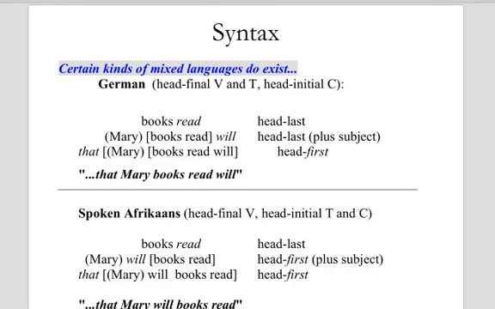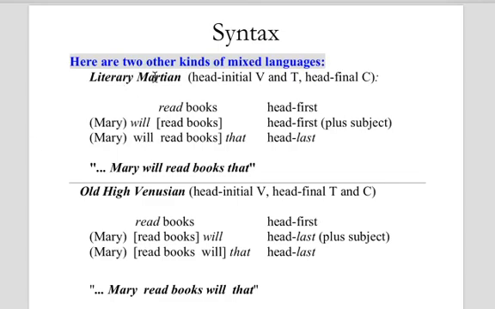Here's two other patterns that you can imagine. Literary Martian. This one has a head initial verb phrase, read books. Head initial TP or IP, will read books, just like English so far. But a head final CP, not like English: will read books that. I think Mary will read books that. Here's another pattern, Old High Venusian. And this one, like English, will have a head initial verb phrase, read books. But here we'll have a head final IP or TP, read books will, and a head final CP, read books will that. So these are two patterns you can imagine.